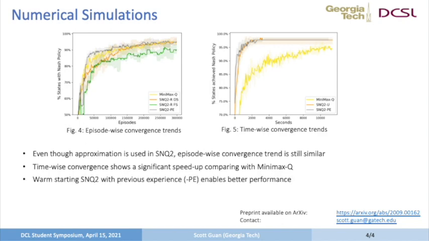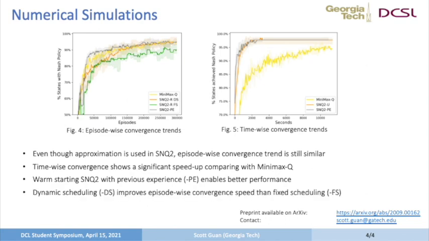Warm starting with previous experience is marked in gray in figure 4, and we can see that warm starting does enable better performance. Finally, in figure 4, dynamic scheduling, or DS, is marked in red, provides better convergence comparing with the fixed schedule in green.